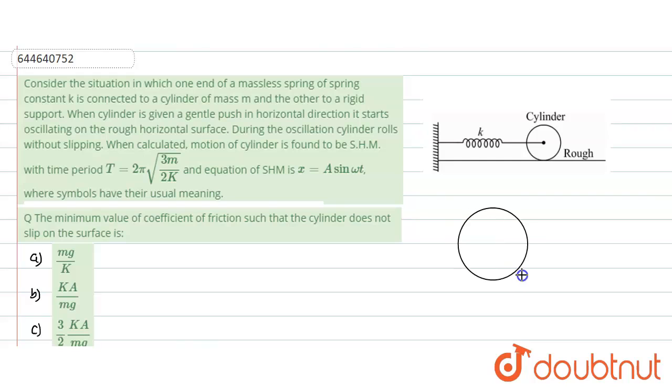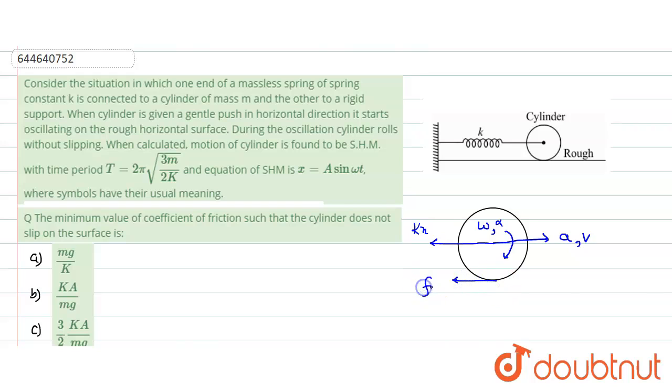It would have a velocity and also an angular acceleration. Let's say acceleration is a, velocity is v, and angular velocity and angular acceleration are omega and alpha. Now what will happen? When we give a push, there would be a spring force acting in the backward direction, which is kx. And there would be a friction force at the surface.